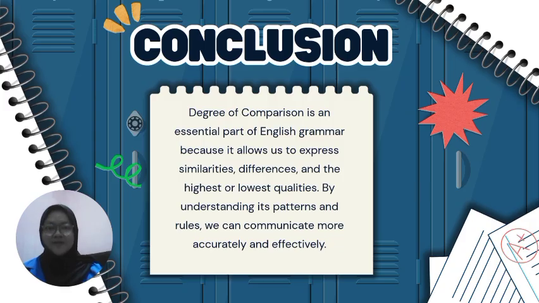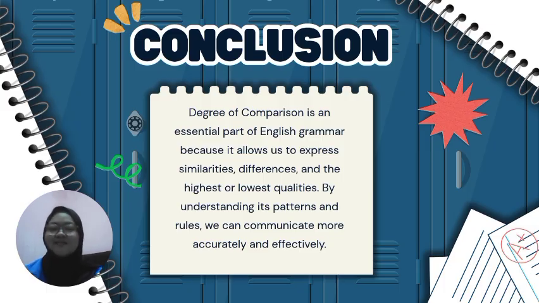To conclude this topic, the degree of comparison is one of the fundamental grammar rules in English. It allows us to compare people, places, animals, and objects accurately. By understanding the three types, positive, comparative, and superlative, we can express equality, differences, and the highest or lowest level correctly. In addition, knowing the grammar rules helps us avoid common mistakes when speaking or writing in English. So, mastering the degree of comparison can improve both our grammar accuracy and our communication skills.